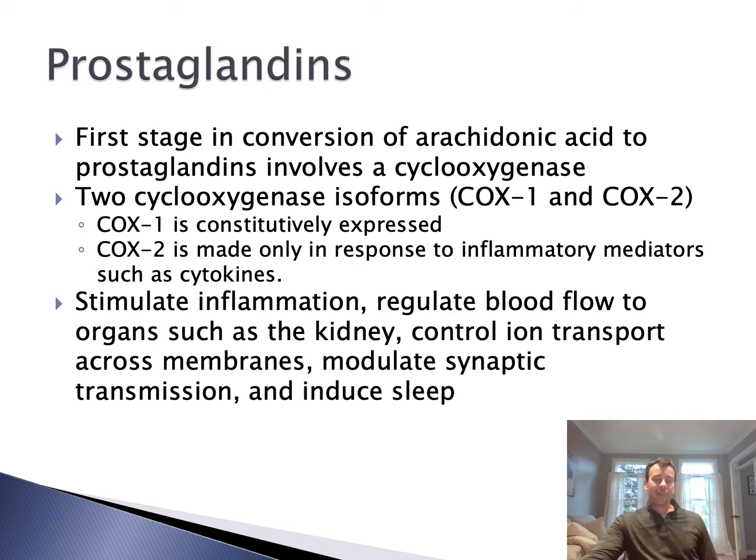Let's talk more specifically about prostaglandins. When you talk about conversion of arachidonic acid to prostaglandins, this involves cyclooxygenases. You guys have probably heard of COX-1 and COX-2. These are two different isoforms of the same enzyme in our body. COX-1 is expressed all the time, whereas COX-2 is made only in response to inflammatory mediators such as cytokines. These prostaglandins, as I mentioned, stimulate inflammation, they can regulate blood flow, they can modulate synaptic transmission, and even induce sleep.